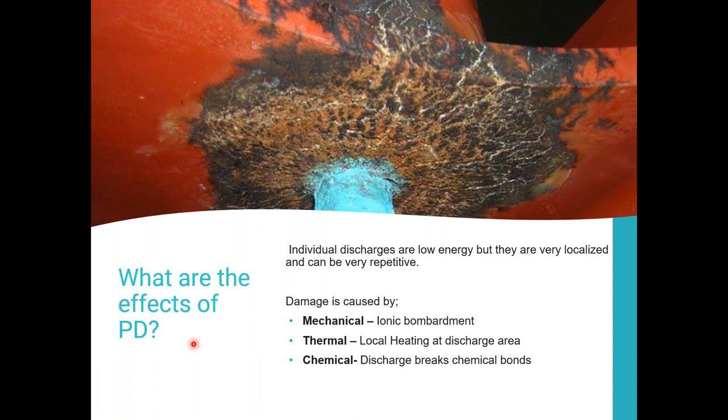What are the effects of it? Damage is caused by mechanical breakdown, ionic bombardment of the insulation, thermal. We are having electrical arcs, small in size, but they are electrical arcs, so there's a thermal component to it. You will have heating going on. And chemical. When the chemical bonds of the insulation are being broken down, there are gases, different chemicals being released. Some of them are not as increased as others, and we'll look into a couple of them very shortly.